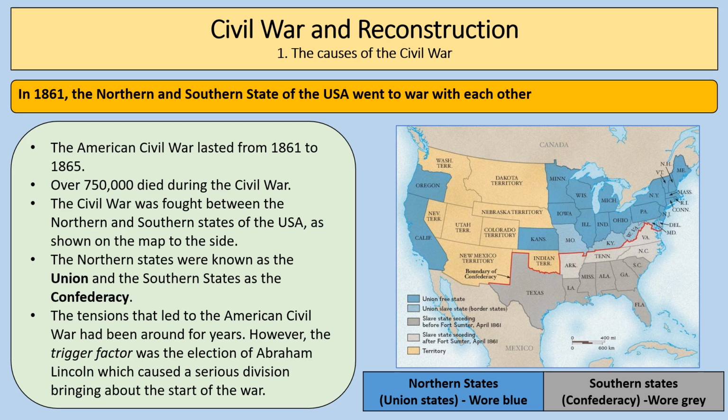The American Civil War, 750,000 people died in it. The Civil War is fought between the Union and Confederacy, and it's caused ultimately by tensions that have been around for years. But the trigger factor is the election of Abraham Lincoln, which caused a serious division between North and South, bringing about the start of the American Civil War in 1861.